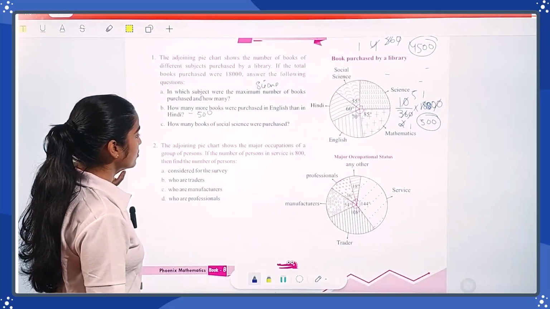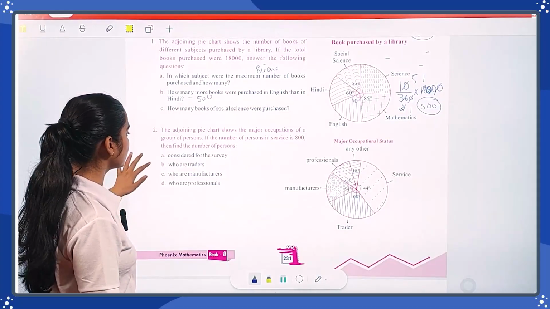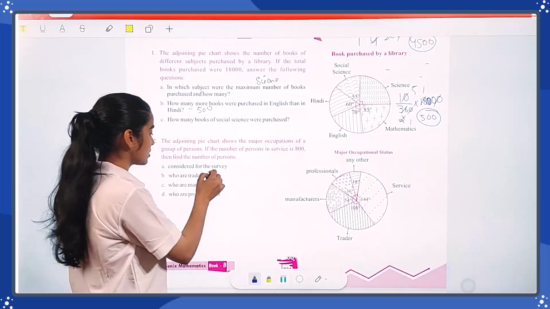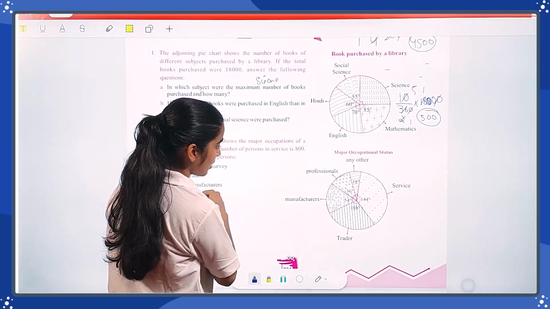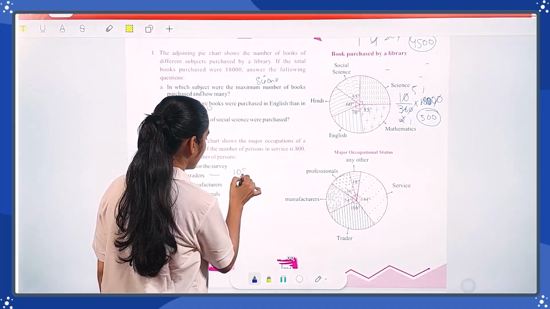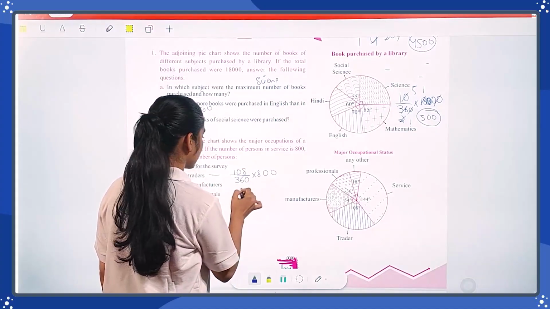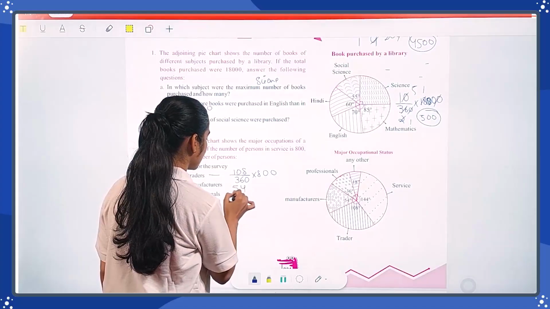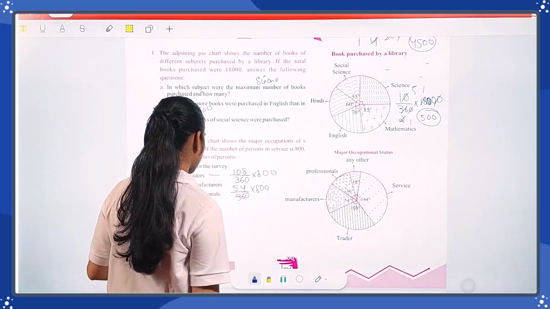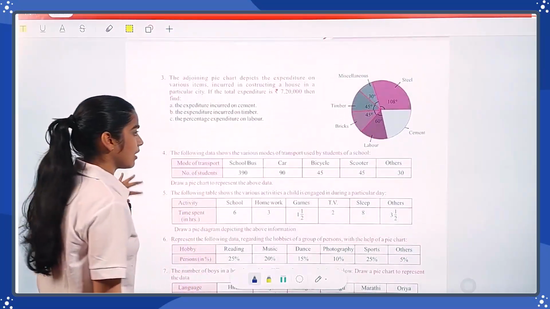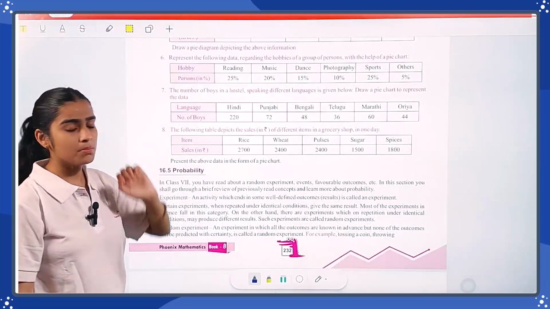Now the adjoining pie chart shows the major occupation of a group of persons. If the number of persons in service is 800, then find the number of persons considered for the service. Considered who are traders. Traders are 108. So how can you calculate? 108 upon 360 multiply by 800. Who are manufacturers? So 54 divided by 360 multiply by 800. So in such a way you can calculate your answer and write it here. And after this, the same question we have in question number 3. Rest of the questions you have to make the pie chart of it.